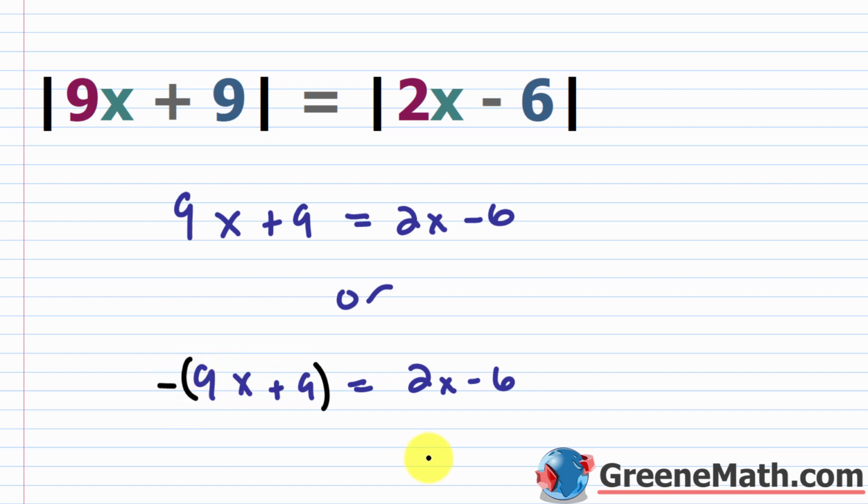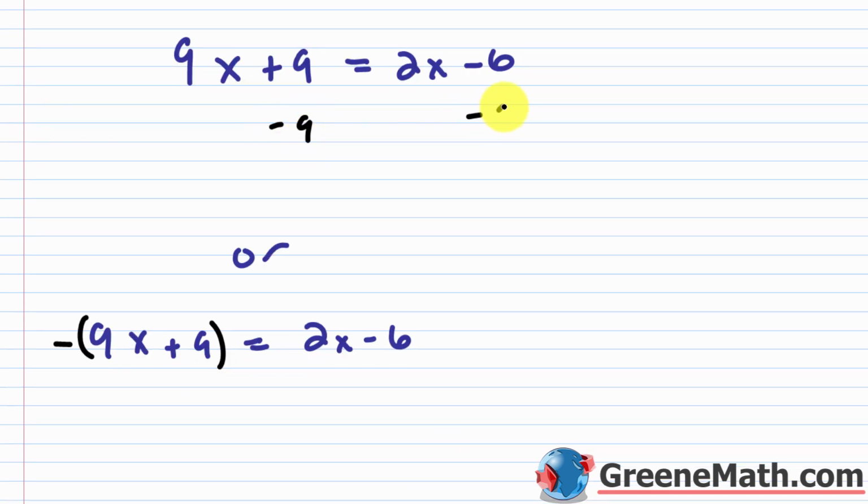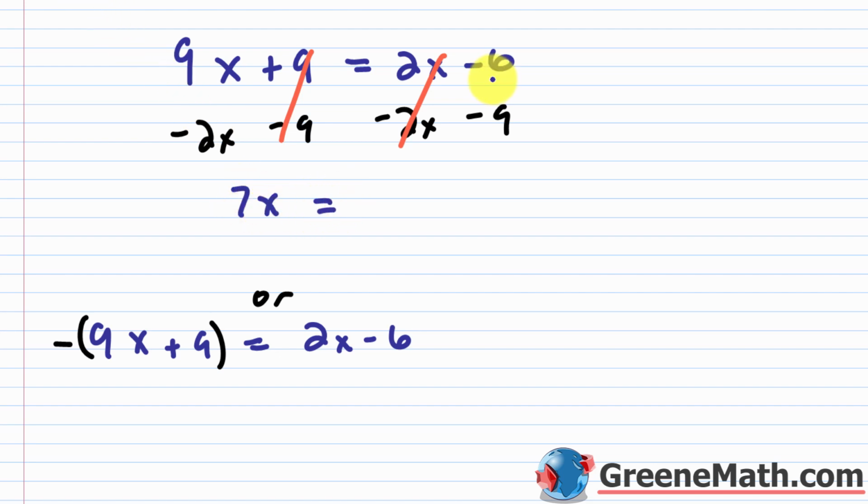because I want the negative of this expression. So I'm going to subtract 9 away from each side of the equation, and I'm going to subtract 2x away from each side of the equation. Let me slide this down a little bit so we have a little room to work. I'm going to cancel this and cancel this. So 9x minus 2x is going to give me 7x. And this equals negative 6 minus 9, which gives me negative 15. We can divide each side here by 7, and this is going to cancel. x is equal to negative 15 sevenths.